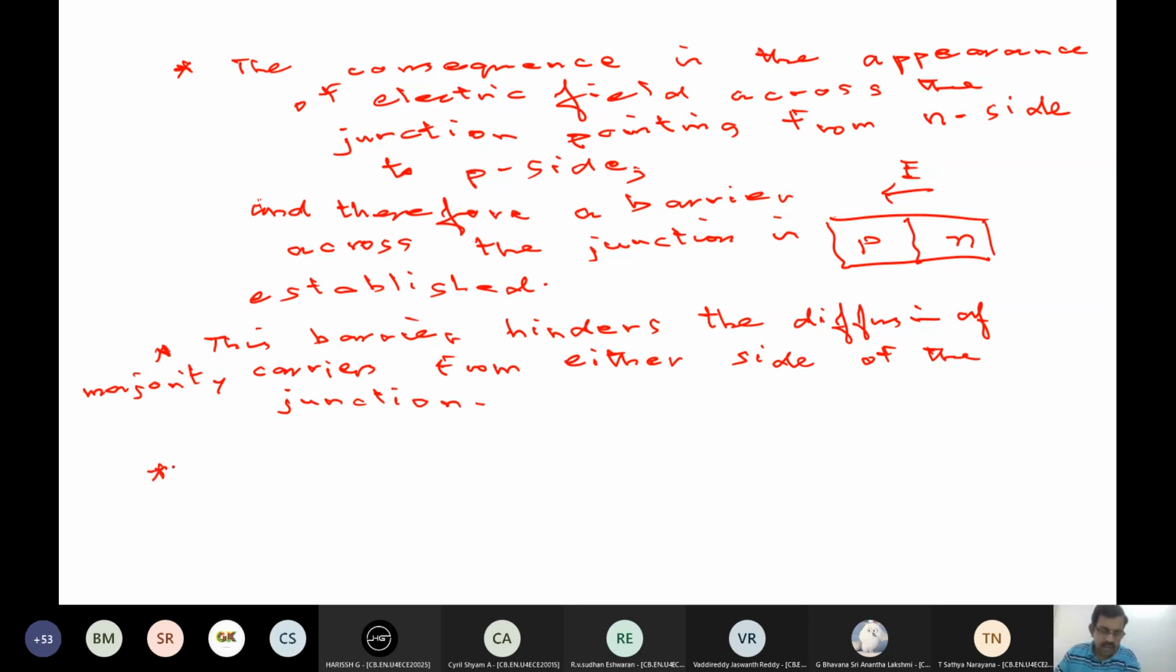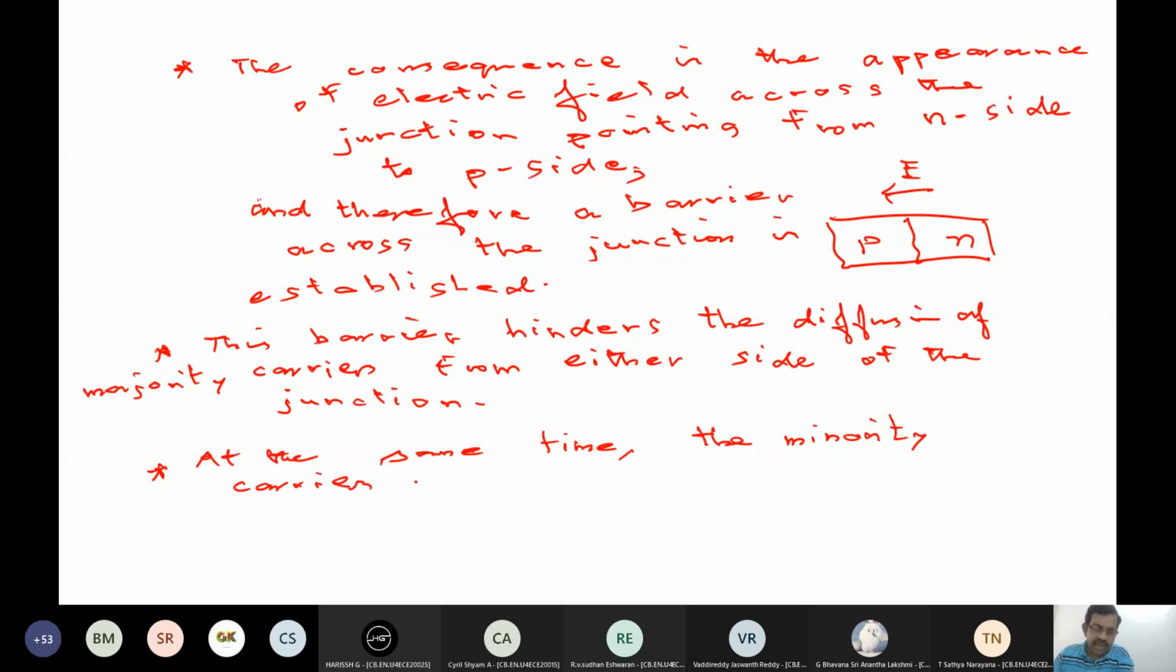And at the same time, the minority carriers, namely the electrons on the P and holes on the N, experience this induced field and they respond to this field, causing a drift current to flow. At the same time, so simultaneously it is happening.